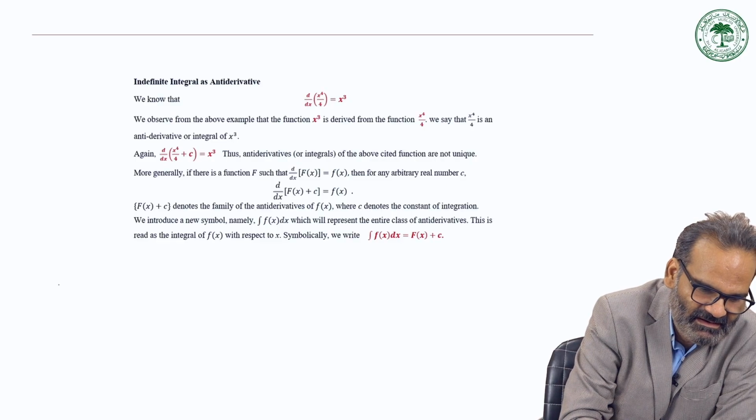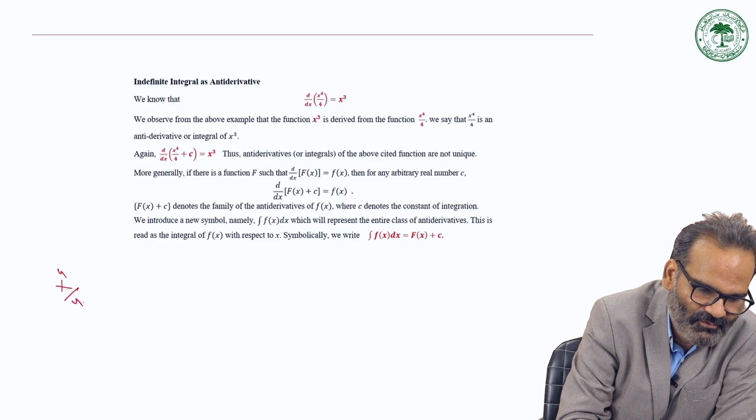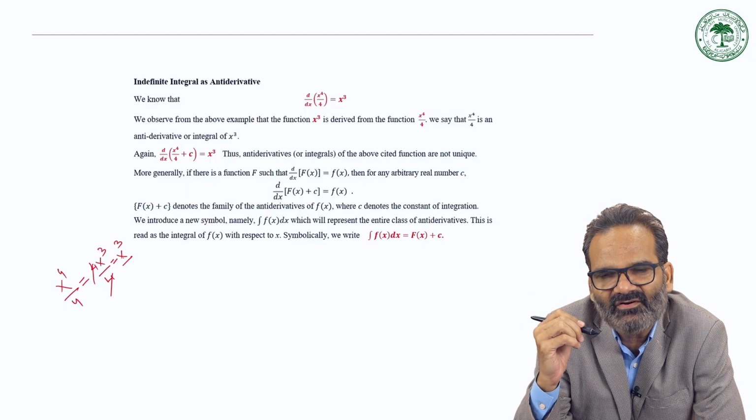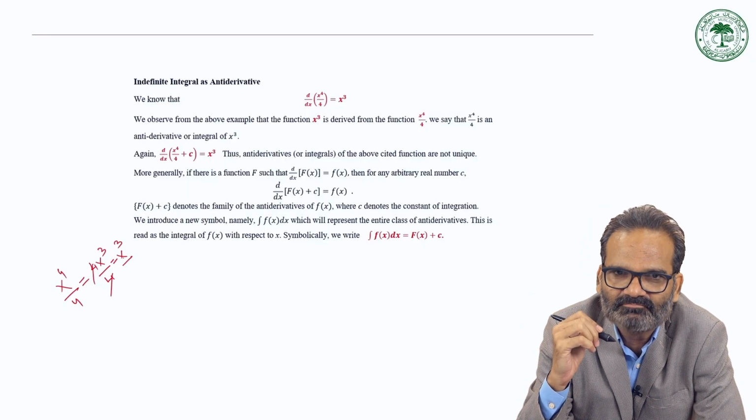See this, x⁴ divided by 4, its derivative is what? 4x³ divided by 4. So what will we get here? We will get x³, right? So the derivative of x⁴/4 is x³.